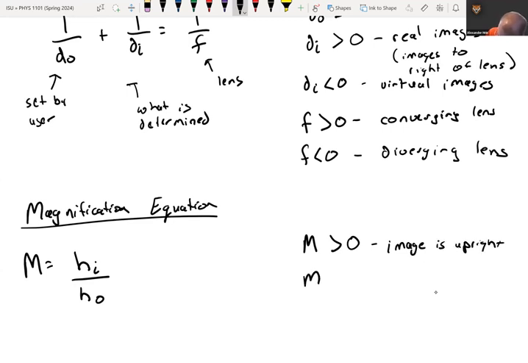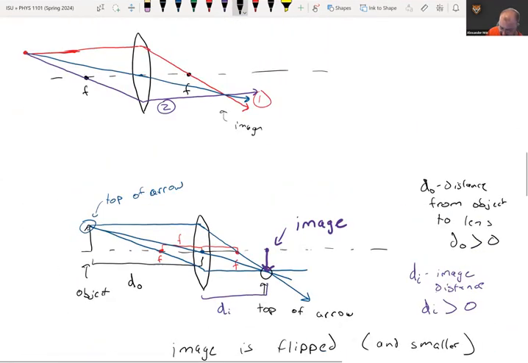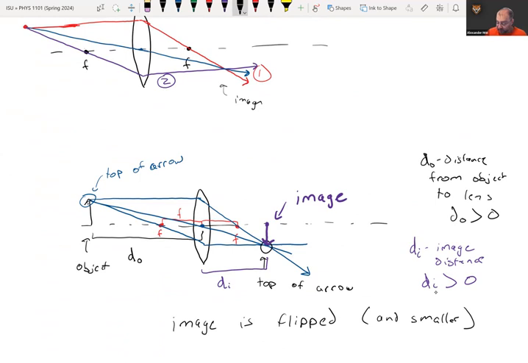If the magnification is less than zero, the image is flipped. So looking back at the very first one we did, this would have a negative magnification. And again, what we mean by that is we don't mean the object got smaller. We mean that the image was flipped. So M is less than zero for this one because that image is flipped.